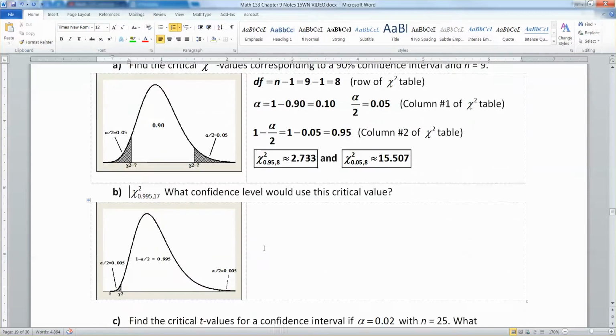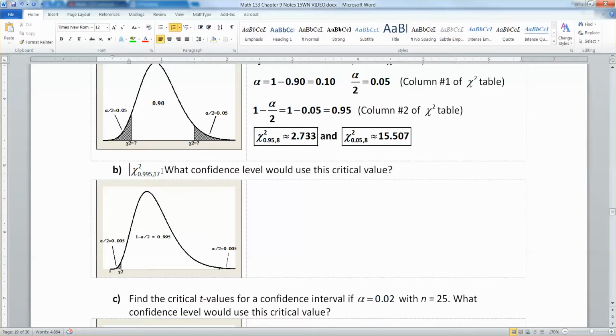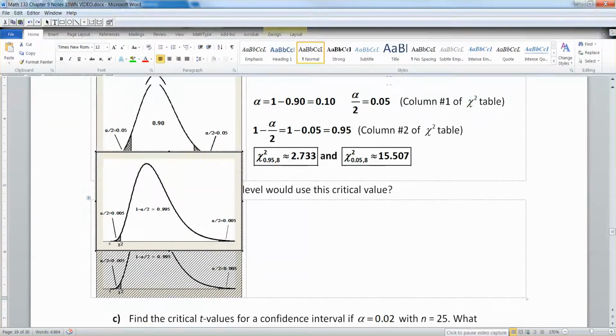All right, now what about a 0.995 comma 17? Well, I'm just going to break this up a little bit here. If I have 0.995 to the right, that means you're going to be on the left-hand side of this curve. So I have it over here. See the chi-square value over here? I know that I've got 0.995 to the right of it. I need to think a little bit about what that center is going to be, because it's not going to be 0.995. That was a mistyping on my part.